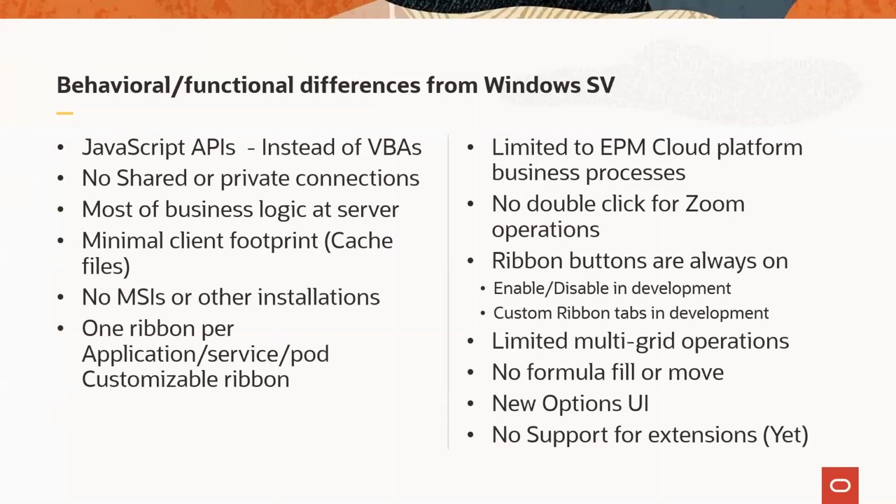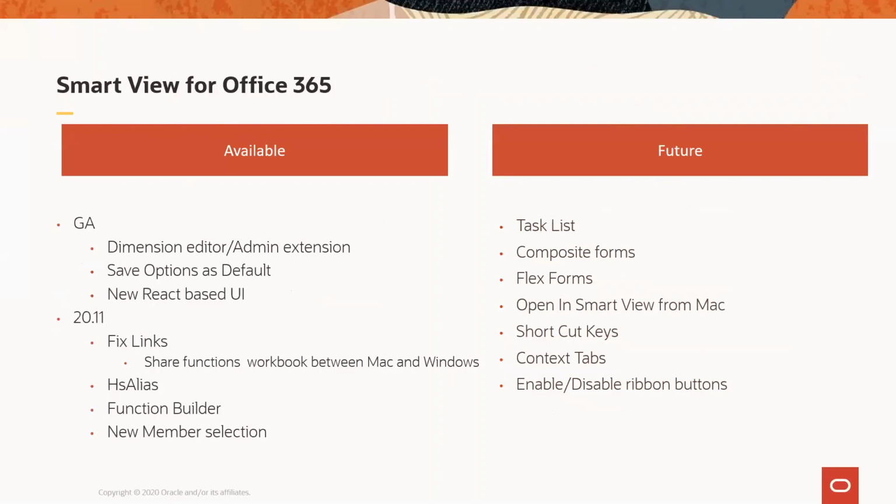Again, there isn't a double click there for zoom operations. It's menu driven currently, so you have to highlight what you're looking to do, and then you can zoom in from the menu. You can't just double click. Formula fills, some of those things aren't there yet. So again, this is all documented in the Smart View guide, but just keep it in mind as you look at whether there are use cases for me to use this in order to have more users or different audiences participate, where Smart View windows could be intimidating. I can make this easier for this class of users or this group of users.